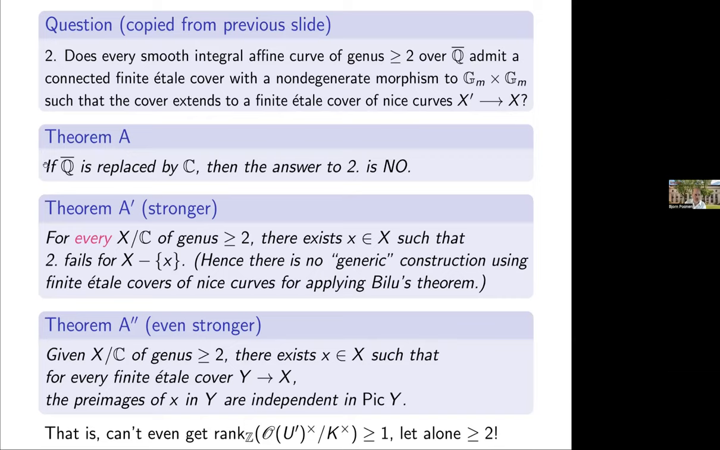And actually, I prove a stronger version of this. Not only does this fail for some curve of genus greater than or equal to two, it actually fails for every curve of genus at least two, if you let me choose where I put the puncture. So for every curve, there exists a point such that it fails if I puncture it there.